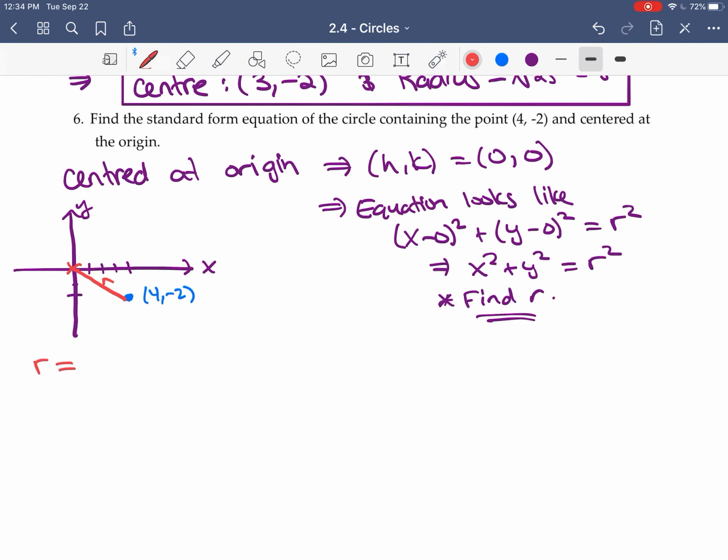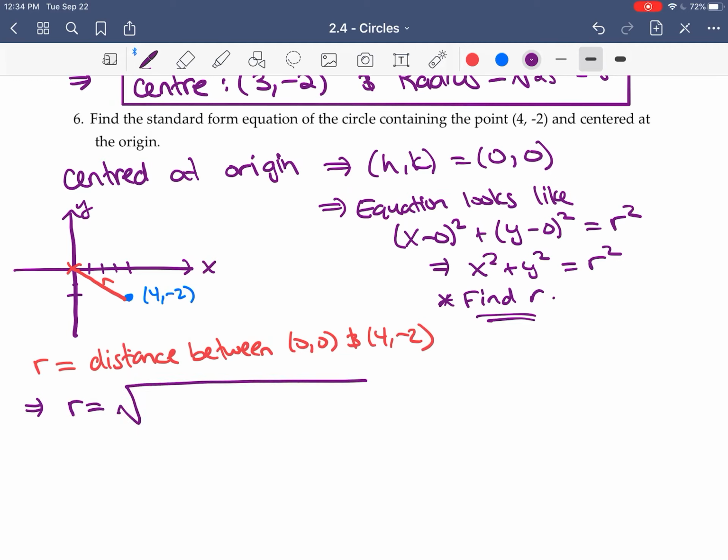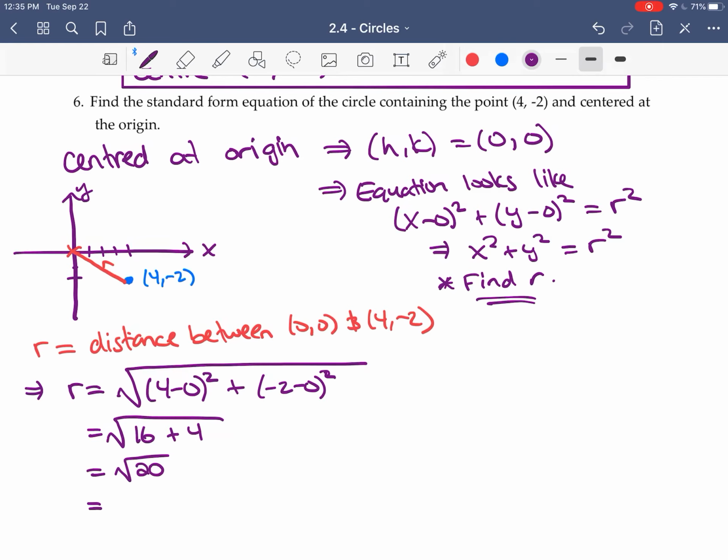So the radius, r, is the distance between the points 0, 0 and 4, negative 2. We can find that using the distance formula from section 2.1. It's going to be the square root of the difference in the x values squared plus the difference in the y values squared. So that's going to be the square root of 4 squared, which is 16, plus negative 2 squared, which is 4. So it's going to be the square root of 20. Now 20 is 4 times 5, so that means it's the square root of 4 times the square root of 5. The square root of 4 is 2, so 2 times the square root of 5 is our radius.